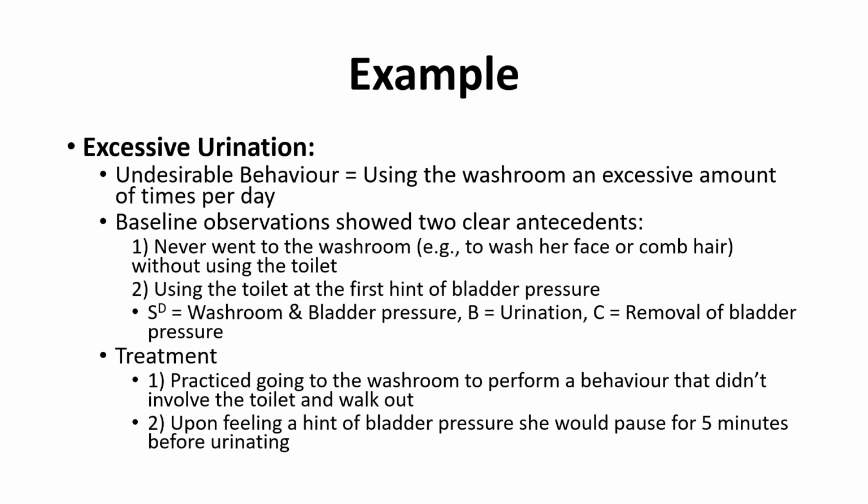The first would be to actually practice going into the washroom to perform a behavior unrelated to the toilet and to leave without using the toilet. So go into the bathroom, brush your hair, and walk out without using the bathroom. The second was, upon feeling a hint of bladder pressure, this individual would pause for 5 minutes before they'd be allowed to go and urinate. So they'd force themselves to wait, to be aware of that pressure but not be able to do anything about it for a certain amount of time.